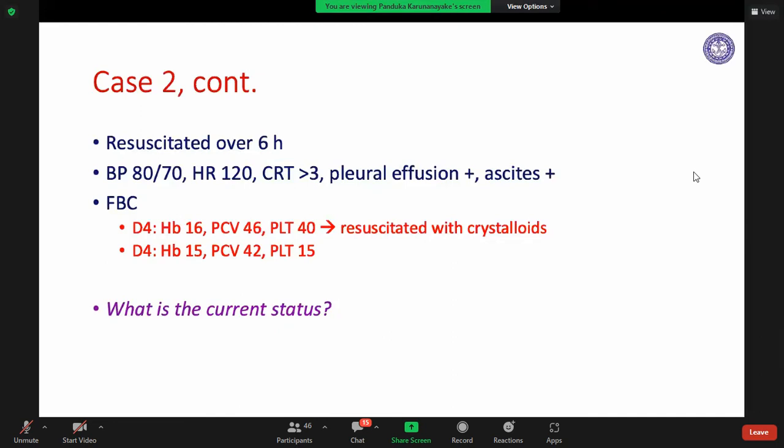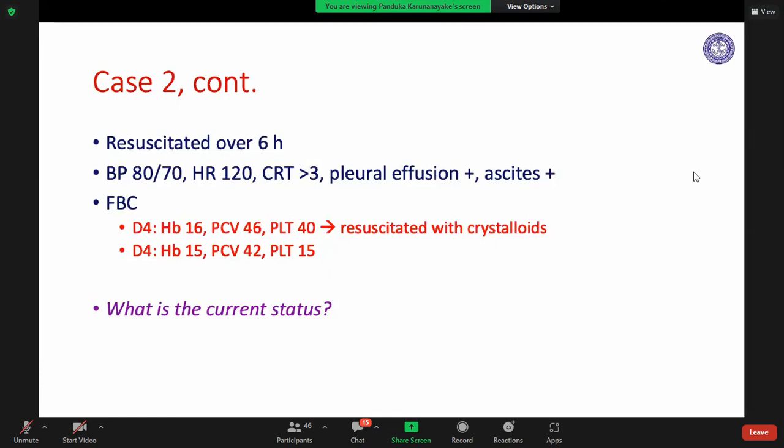So you can see there are 2 red lines there, day 4. Well, the upper red line is when we begin to resuscitate the patient with crystalloids. That is when I say that she is having leakage and she is having hypotensive shock. PCV is 46, platelet count is 40 with effusion. So we start resuscitating her with crystalloids.